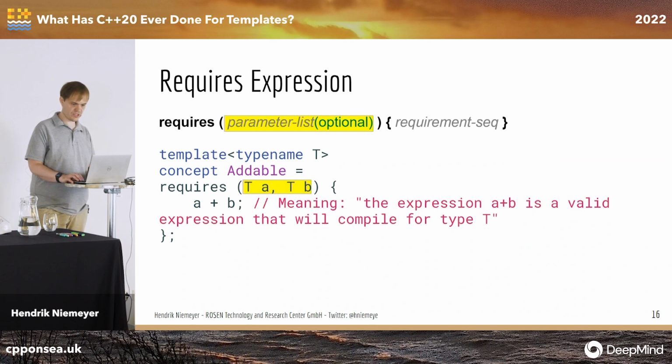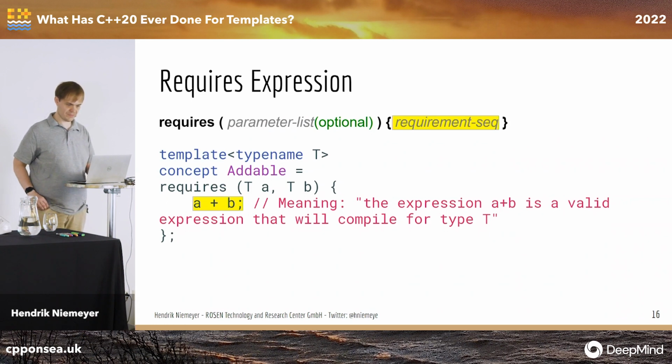And these parameters are in scope until the closing curly braces of the requirement sequence. And the requirement sequence is a sequence of requirements. It's aptly named. Each requirement ends with a semicolon, and there are several types of that: simple requirements, type requirements, compound requirements, and nested requirements. Each has its own slide later on. And what these requirements do is, these are the constraints which are checked on the template parameters and the local parameters. Therefore, they can refer to the template parameters, to the local parameters introduced in the parameter list, and to any visible declaration.